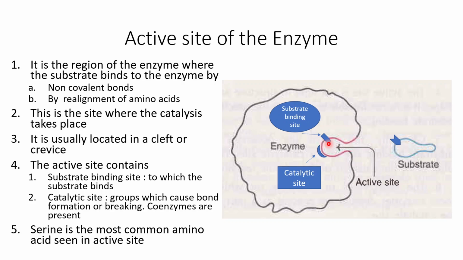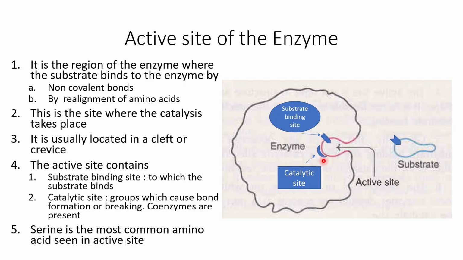Now when the substrate binds to this, you have a catalytic site where the reactive groups are present, where the coenzymes are present. We discussed group 1 and group 2 coenzymes. The group 1 coenzymes cause transfer of hydrogen ions, hydrogen groups. Group 2 are responsible for transfer of groups other than the hydrogen groups, which basically consist of the vitamins. So this is the catalytic site where all these coenzymes are present and where the reaction takes place. When the substrate binds to the substrate binding site, the catalytic site is activated.